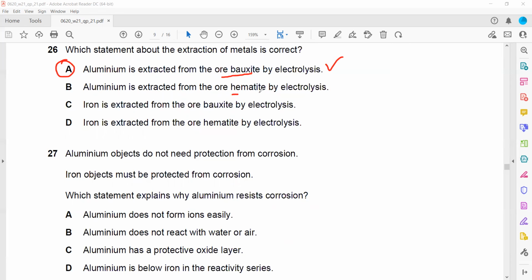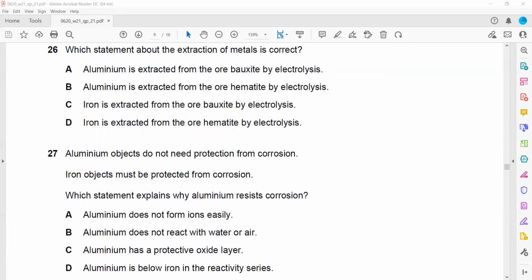Aluminium is extracted from the ore hematite. Hematite is not the ore of aluminium, it is the ore of iron. Iron is extracted from the ore bauxite. That is wrong, because bauxite is aluminium ore, and iron is not extracted by electrolysis. How do we extract the iron? We extract the iron by heating with coke or carbon in a blast furnace.